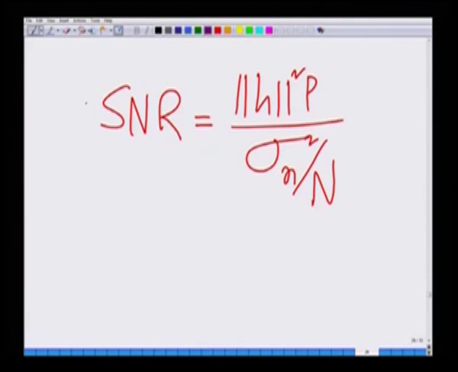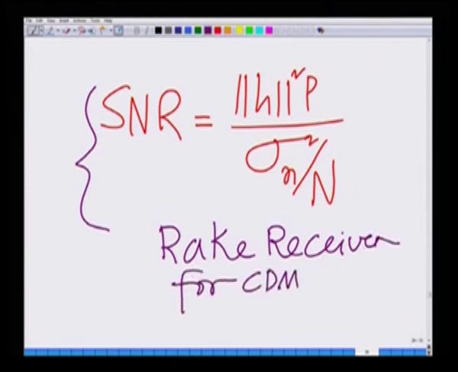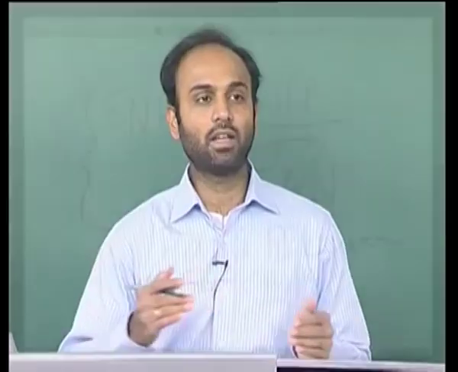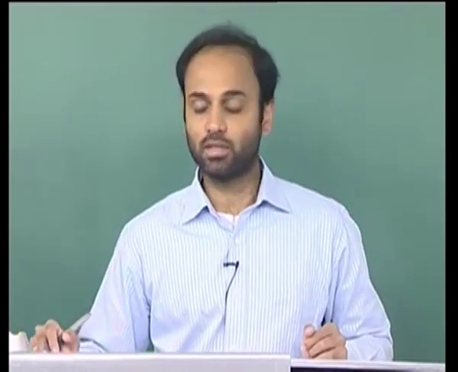This is nothing but the RAKE receiver for CDMA. So, this is where you are extracting those different multipath components by correlating with the shifted chip sequences and combining them using the maximal ratio combiner. This is nothing but the RAKE receiver in CDMA systems.